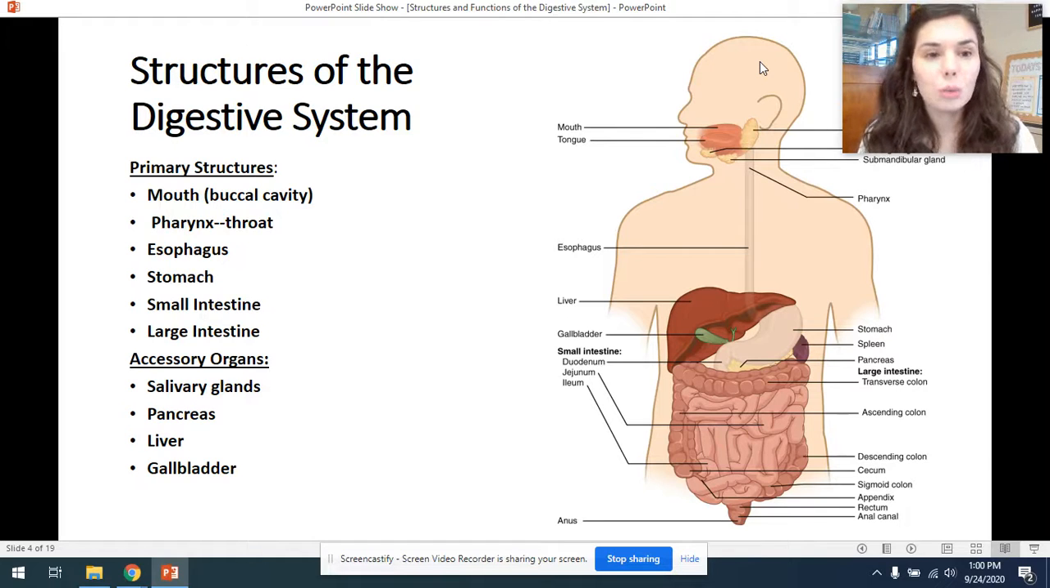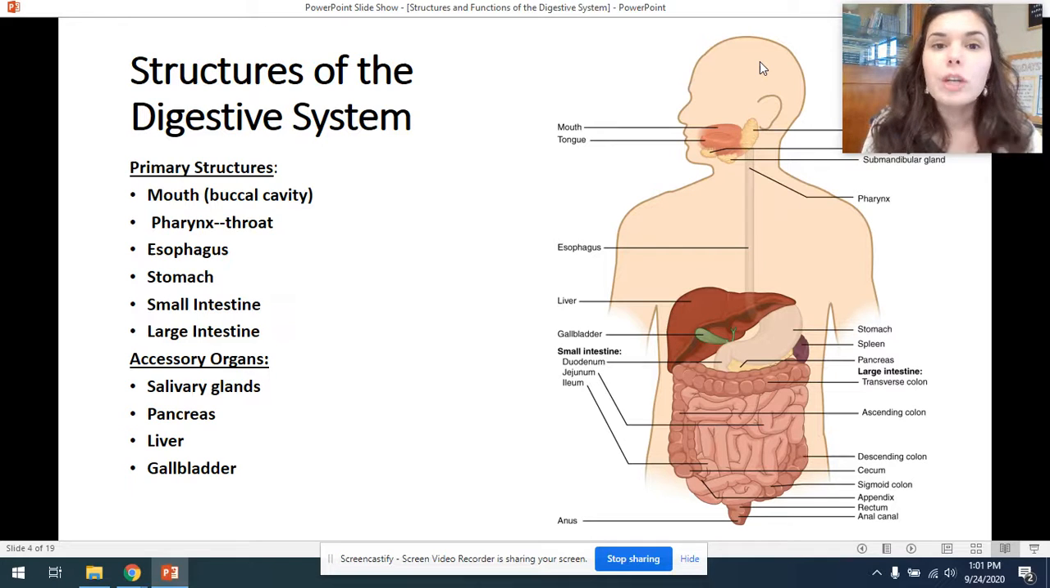When we talk about the structures of the digestive system, we have primary structures and secondary structures, or accessory organs. Our primary structures include things like our mouth, which is sometimes referred to as our buccal cavity, our pharynx, which is our throat area, and you'll hear pharynx again down the road when we talk about the respiratory system. Your esophagus, which is actually another pipe below the pharynx where we take in food, which is not to be confused with the trachea.